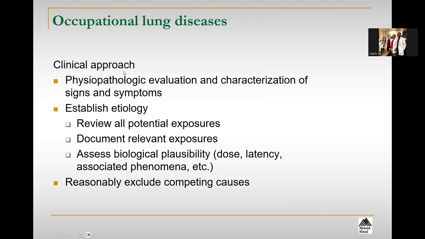The clinical approach to occupational lung diseases can be summarized as three major points. One, there is first a physiopathologic evaluation and characterization of signs and symptoms, as you would do with any potential respiratory disease. Then you try to establish the etiology. If you are thinking of an occupational one, you try to review all potential exposures, document those that may be most relevant, and assess the biological plausibility in terms of getting an idea of what the dose may have been, what the latency may have been, and other associated phenomena. And of course, reasonably exclude competing causes, because in those differential diagnoses, as you well know, there are several diseases to include.